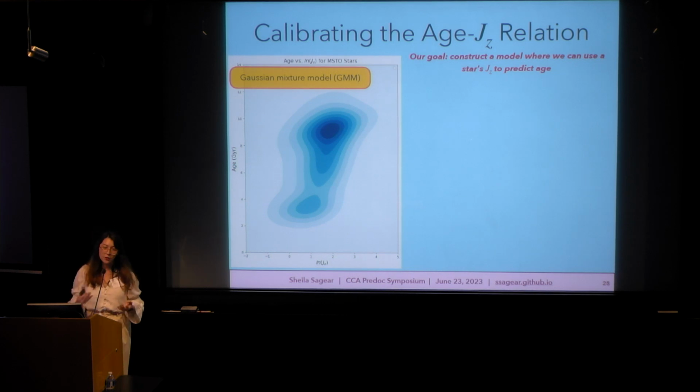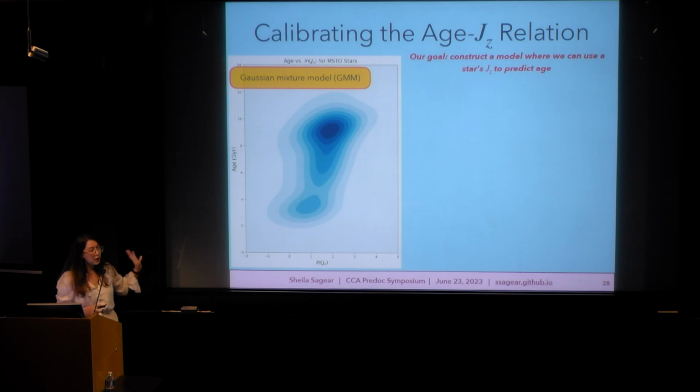Okay, so like I said, we have a sample of stars for which we know the ages. There's some error bars on those ages. We calculate vertical action, plot that sample on this parameter space, and then fit a Gaussian mixture model to those points, which is essentially what I'm showing you here. This is so that we can construct a model where we can use any star's JZ, which can be calculated from Gaia data, to predict the age.